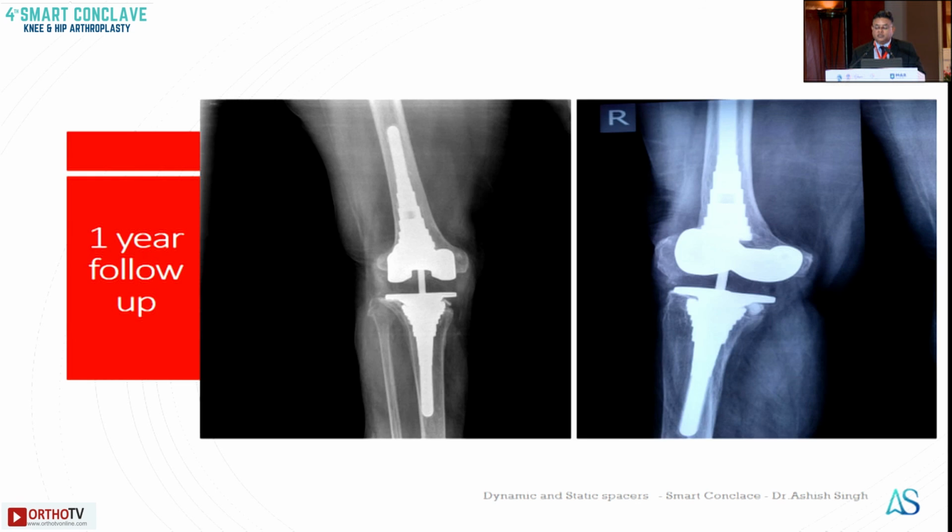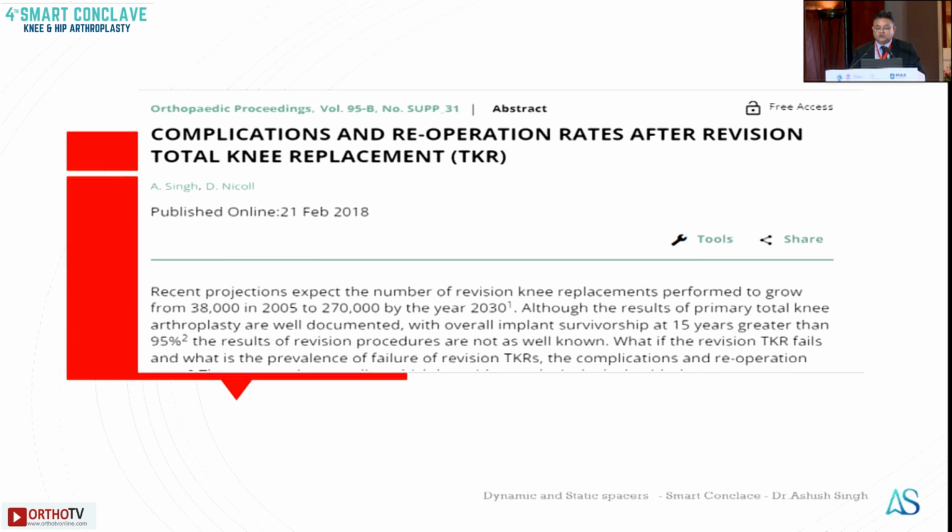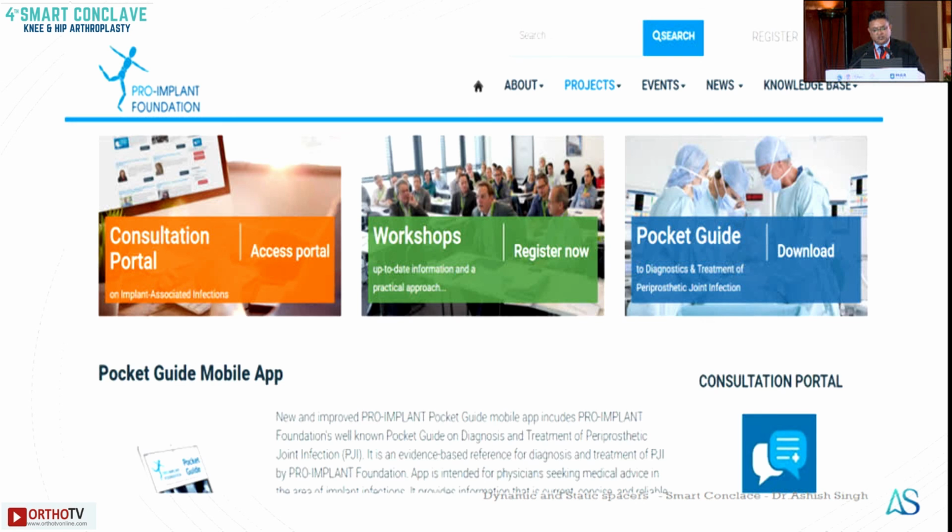So both the things have simultaneous complications, and this is one of my papers published in the Journal of Bone and Joint Surgery, in which we studied 110 patients with revisions. About 35% of the patients were having septic revision, and out of all those 35, we did 2-stage with dynamic spacers. So this is published in JBJS.